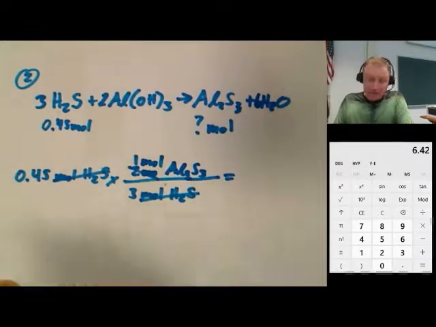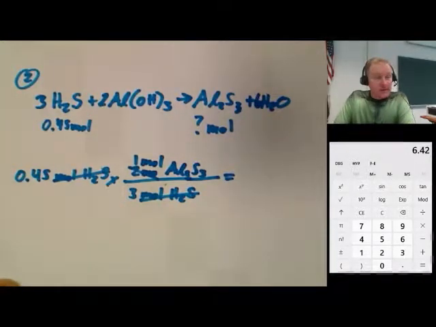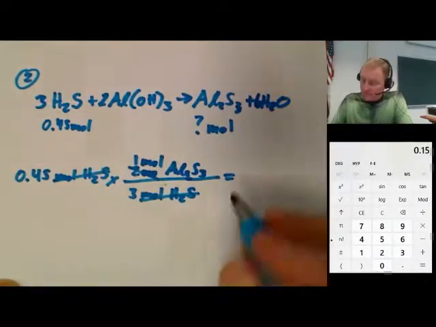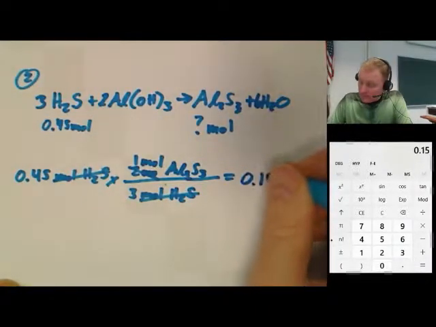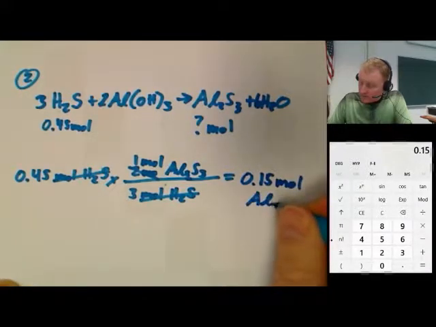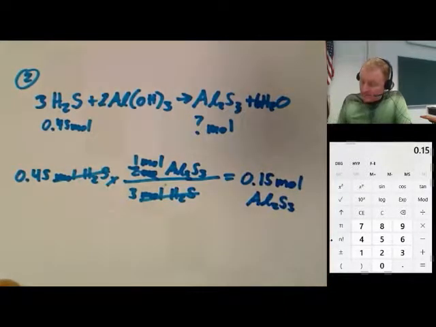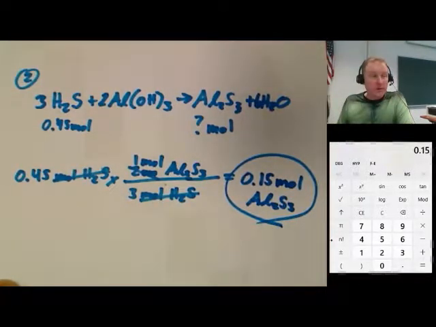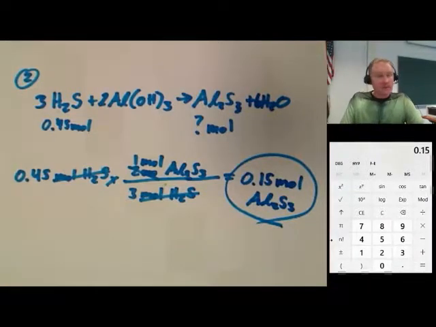So I'm going to take that number, divide by 3. So it is just 0.45 divided by 3, which is 0.15 moles of aluminum sulfide. That would be my answer to number 2 and the work needed to solve number 2. Okay, let's go on to number 3.